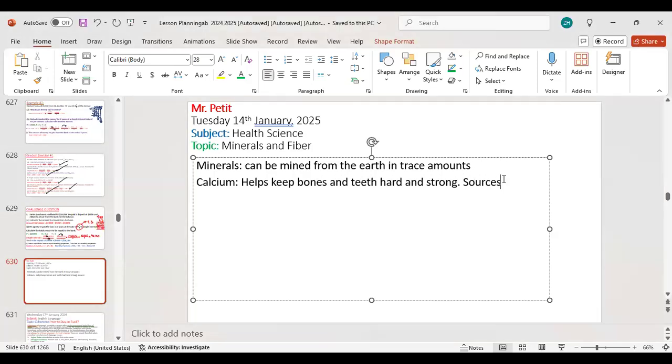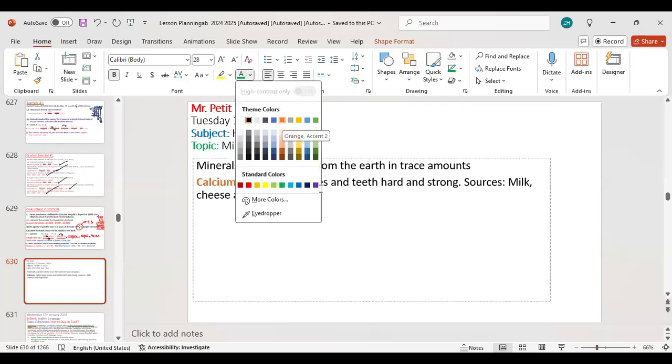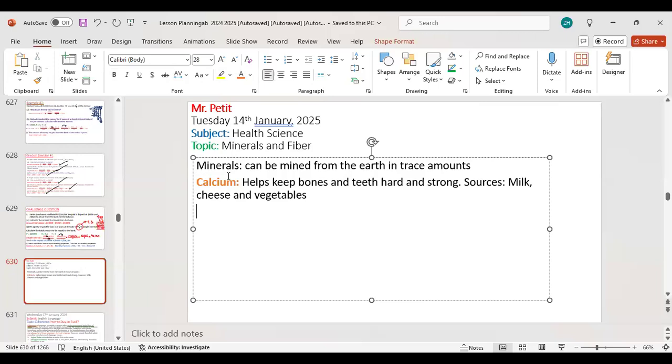Sources of calcium that we have here. It's going to be milk, cheese, and vegetables. Calcium. So what is the purpose of calcium? What do we need calcium for? To make teeth and bones strong. Bone and teeth. Very good. To make teeth and bones strong. Very good. Next, which is also important, is phosphorus.